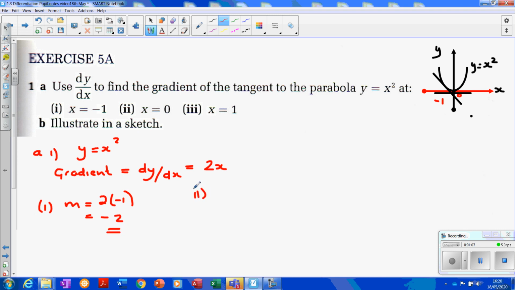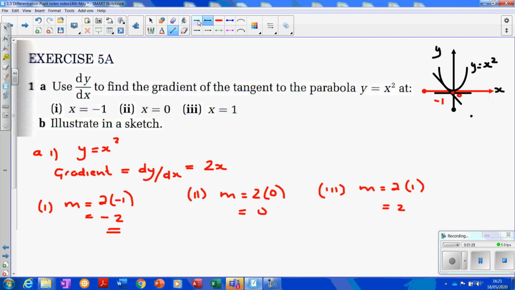Second part, x is equal to 0, so the gradient is equal to 2 times 0, which is 0, and that's that line there, gradient is 0, that's the tangent where x equals 0. And the third part is when x is equal to 1, so the gradient is 2 times 1, which is equal to 2. And I didn't draw that line in last day, so I'll do it now. There's the point where x equals 1, and that's the tangent drawn there.